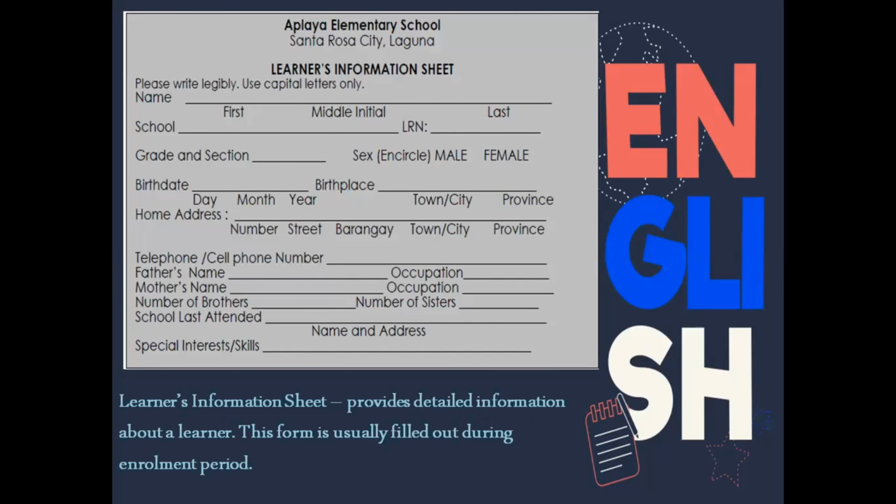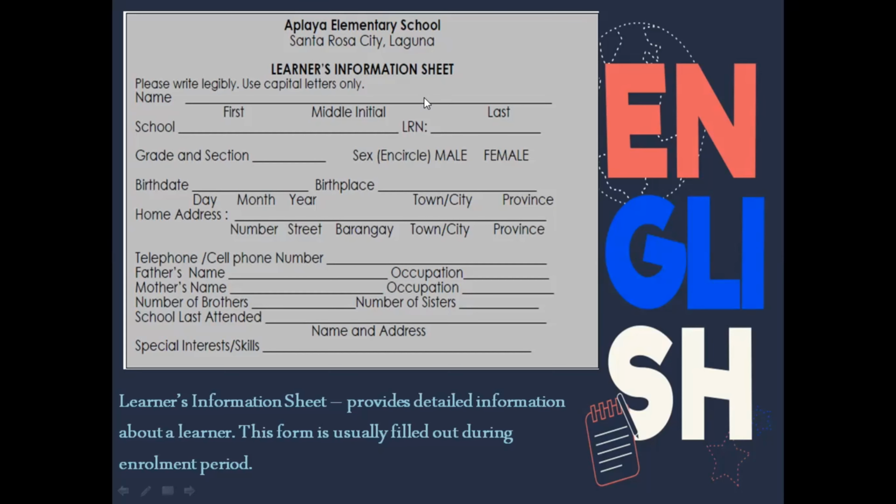So our first form is what we call the learner's information sheet. A learner's information sheet provides detailed information about a learner. This form is usually filled out during the enrollment period. So what are the details asked in the learner's information sheet?